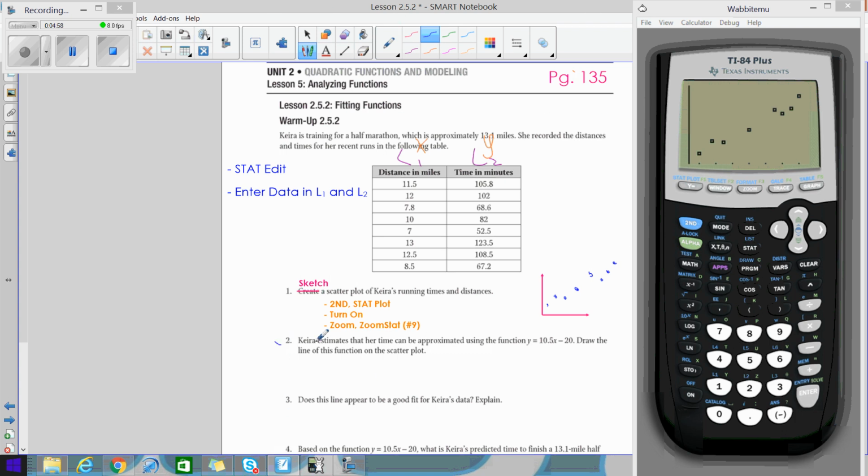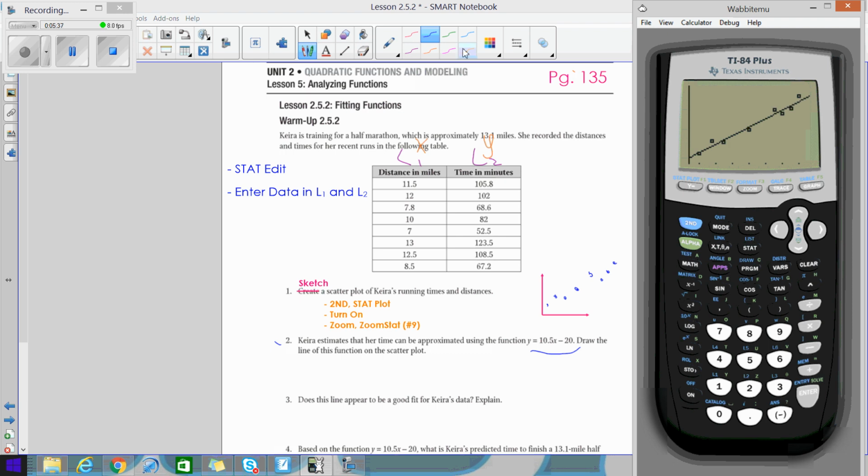what this next problem number 2 says is Kara estimates her time can be approximated using this function. Draw the line of this function on the scatter plot. Well, here's the deal. Since this is a mock graph, we're going to put this into our calculator. So we're going to go y equals, and we're going to type this function in. So we're going to go 10.5 x, and then minus, well, I think that's the negative button. I gotta just type it in here. Minus 20. All right. Now, in the same Zoom 9 button, Zoom 9, I'm gonna see my scatter plot.